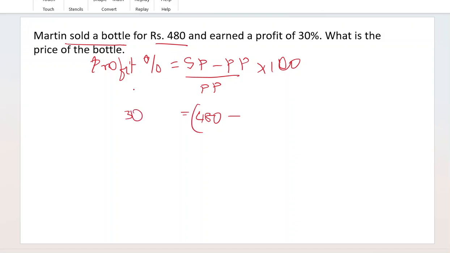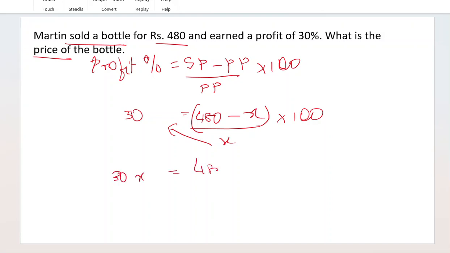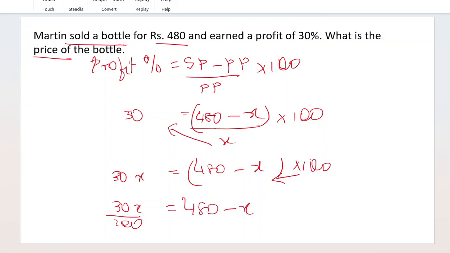So that is 30. Now I want to know what is the price of the bottle. That means I need to know what is the print price of the bottle. So I can take it as X. There is no problem. Now, to solve this, first step I take the X this side. I get 30X is equal to (480 minus X) into 100. Now, again, as I did previously, I take the 100 down. When I do 100 down, I get 30X upon 100 is equal to 480 minus X.